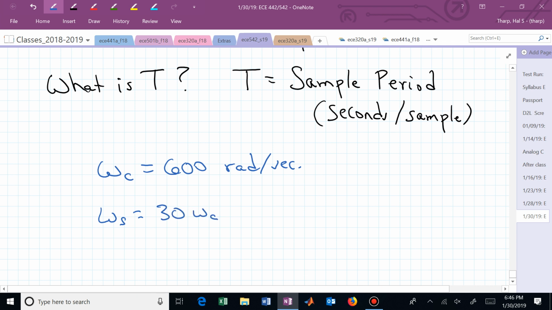And we'll pick up with that, but you can go home and try to find T. You can find T from this information and then check it with what we come up with next time.